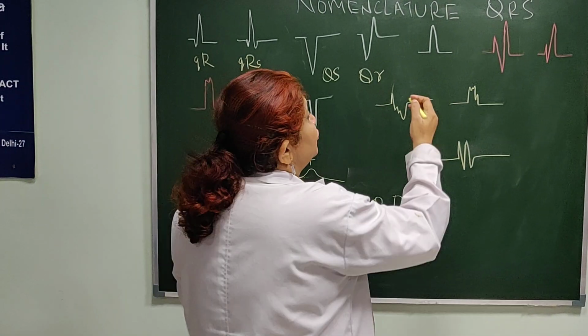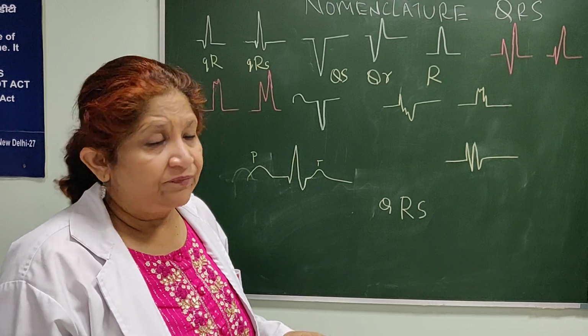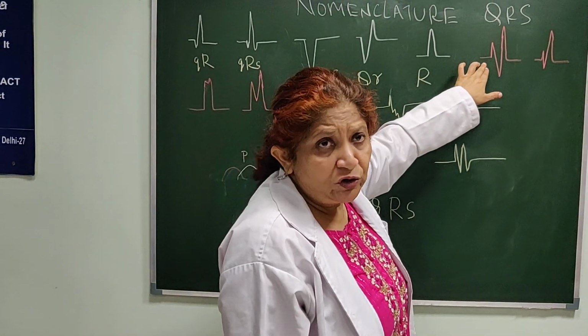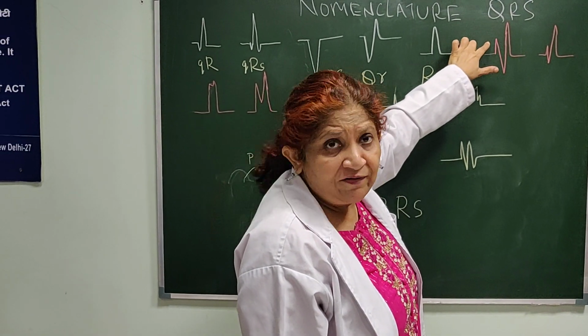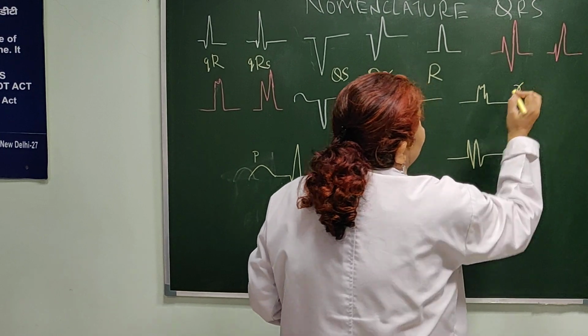So, and it is big, so it is capital R wave. So this is called R or monophasic R wave. Now we come to this. Now there is no Q wave, there is R wave. So it's a very small R wave. So I will write small R wave.